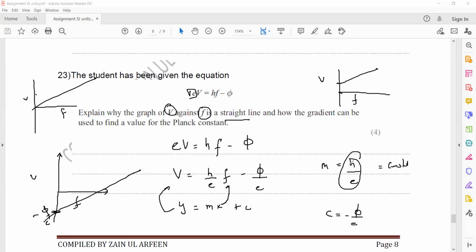And using this gradient, you can find the Planck's constant. How can the gradient be used to find the Planck's constant? You have the formula: gradient is equal to h divided by e. So I need the Planck constant, so e will be multiplied with the gradient. What I will get is the Planck's constant. Is it clear? Question 23.